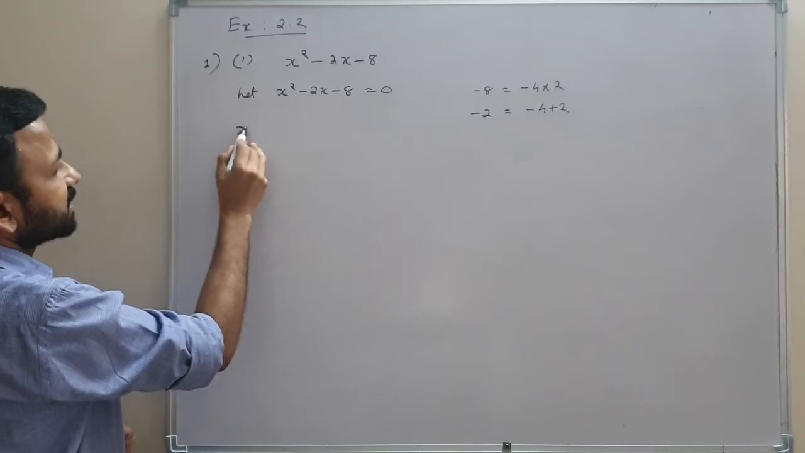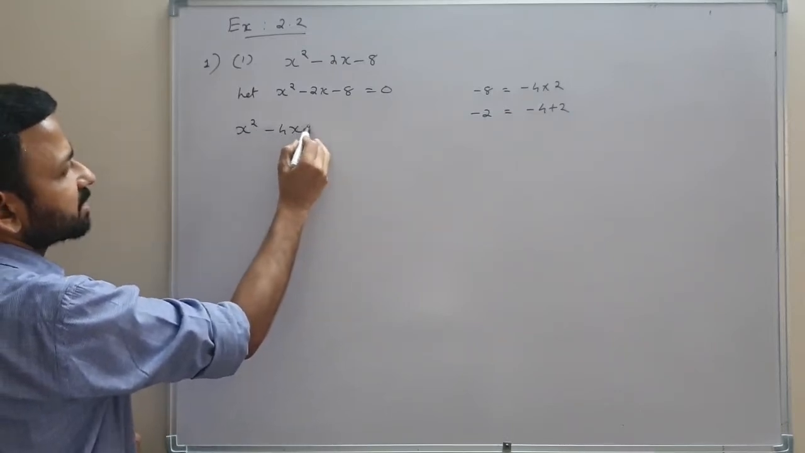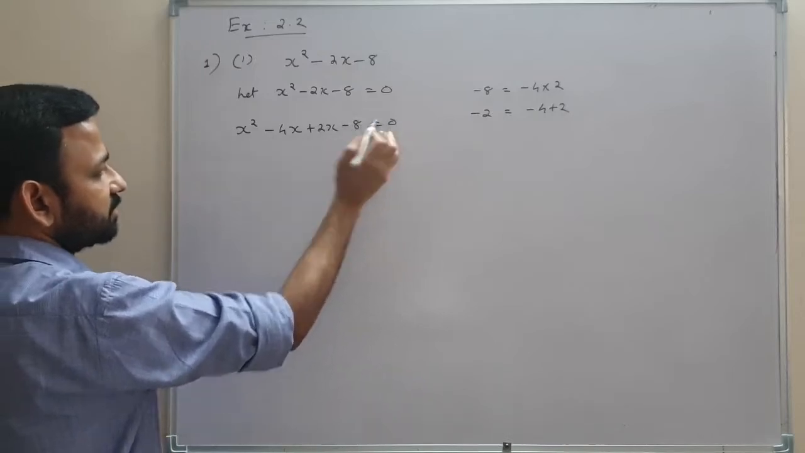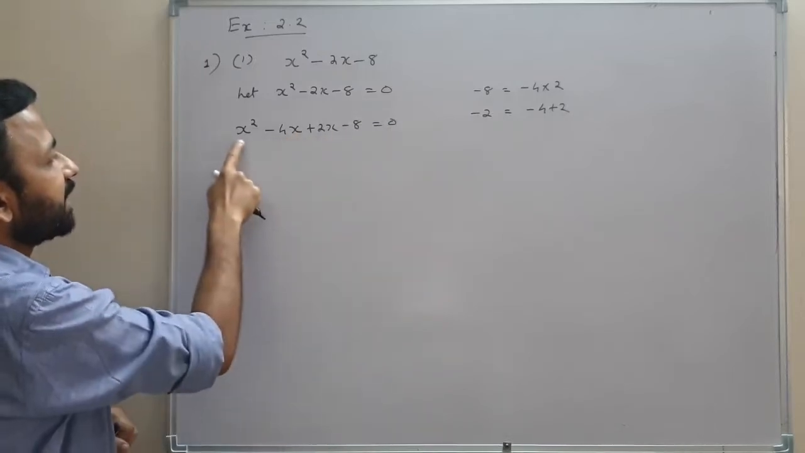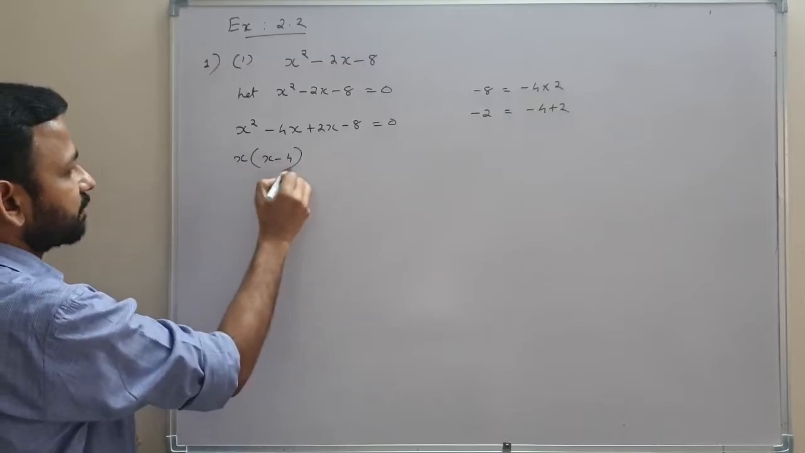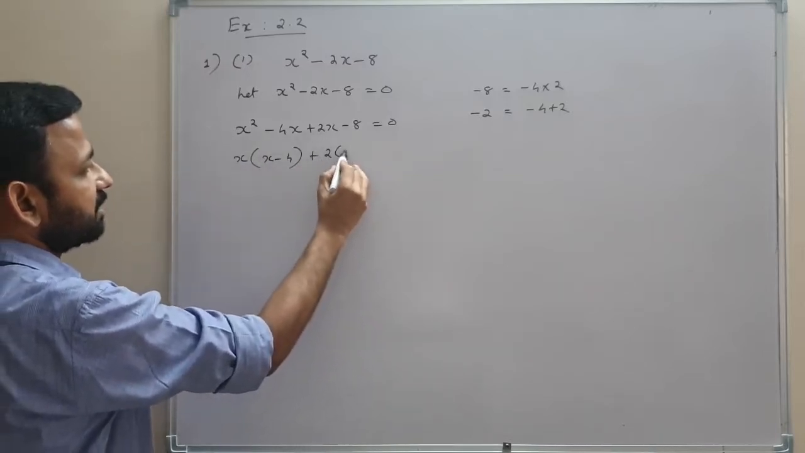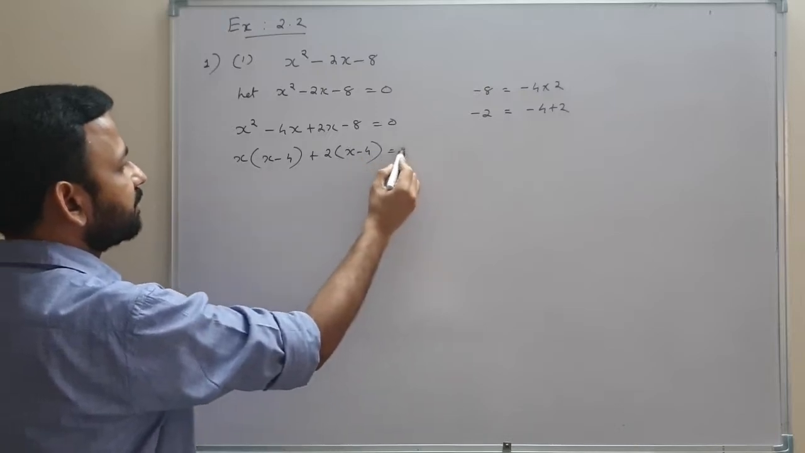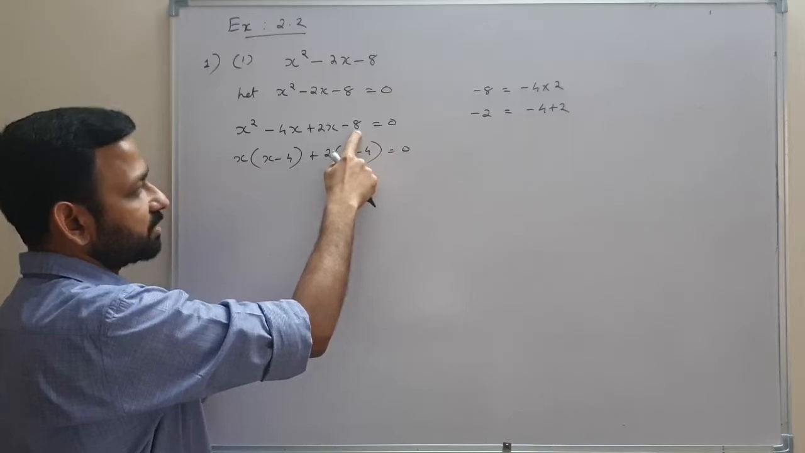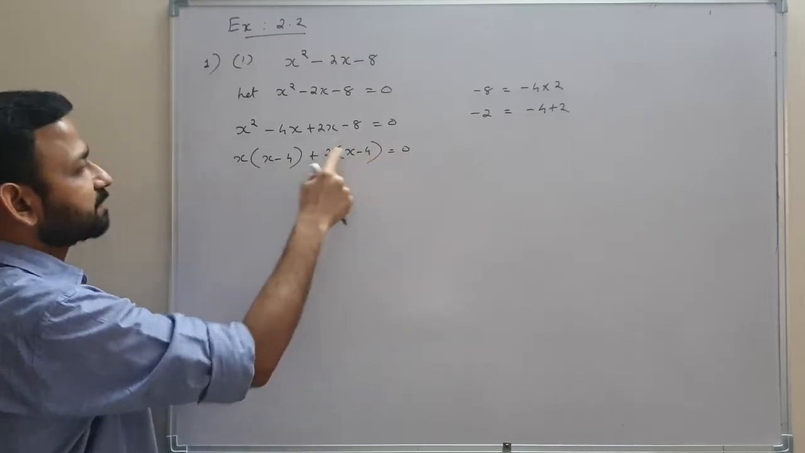So that is x square minus 4x plus 2x minus 8 equal to 0, splitting the middle term. Now we can take x outside from the first two terms, x into x minus 4, plus 2 outside, x minus 4 equal to 0. When we take 2 outside, x minus 4. Now we can take x minus 4 common.